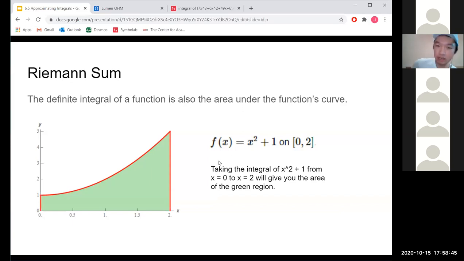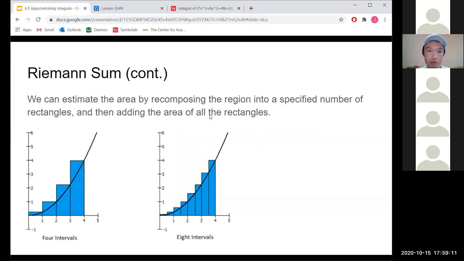It appears that not all functions are integratable, like able to be integrated. So in certain cases, you want to estimate integrals instead of doing them for real. So what are the methods of actually estimating that area? Riemann sum is one of those methods.